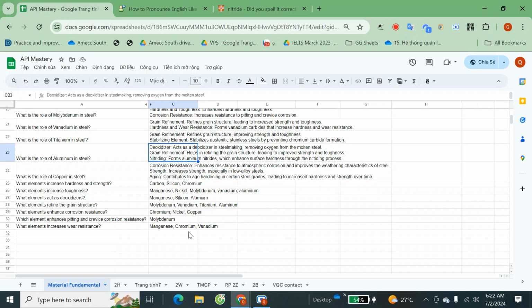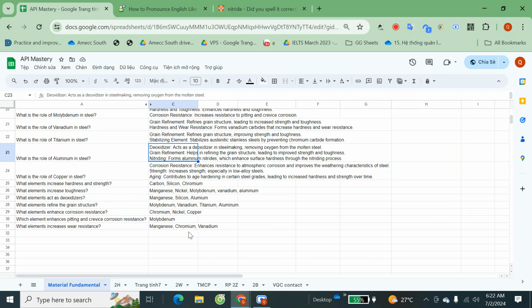What elements increase hardness and strength? Carbon, silicon, chromium. What elements increase toughness? Manganese, nickel, molybdenum, vanadium, aluminum. What elements act as deoxidizers? Manganese, silicon, aluminum.